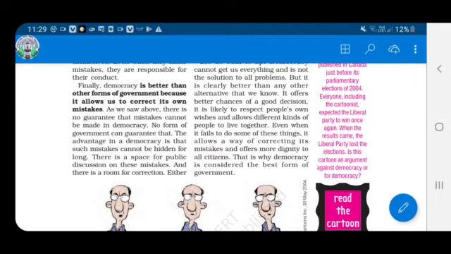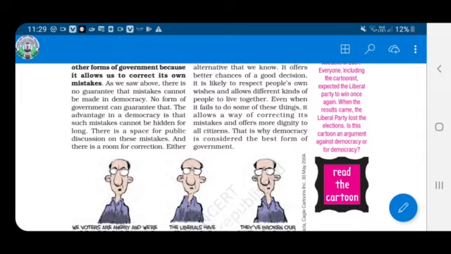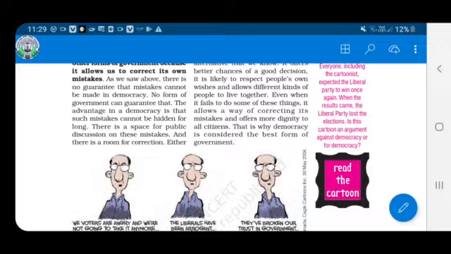Either the rulers have to change their decision or the rulers can be changed. So, this cannot happen in a non-democratic country. That is why democracy is considered as the best form of government.